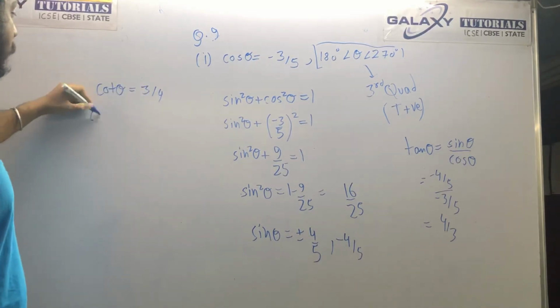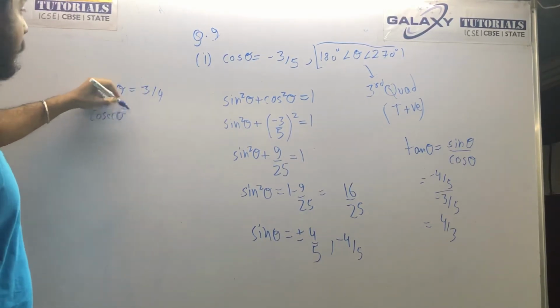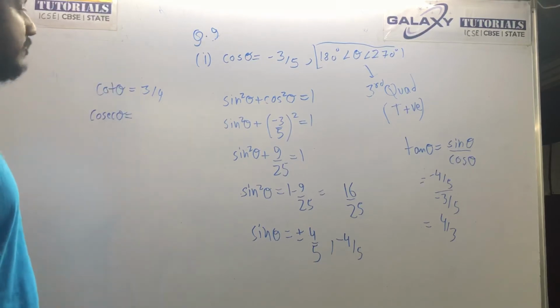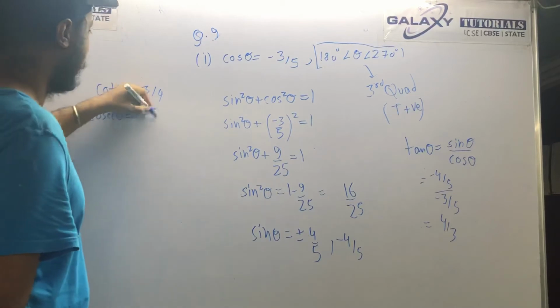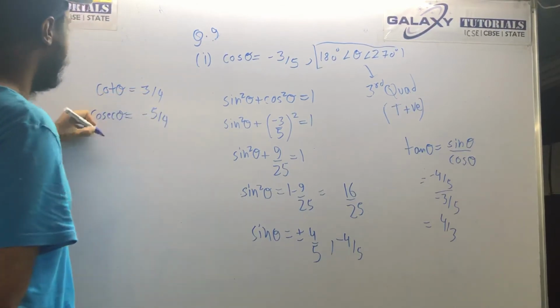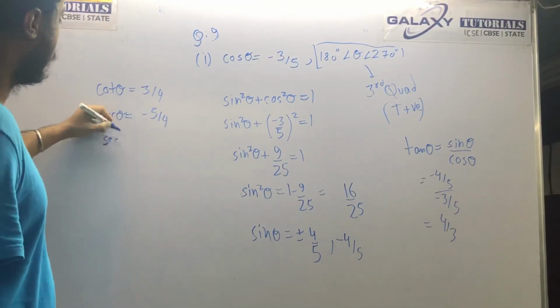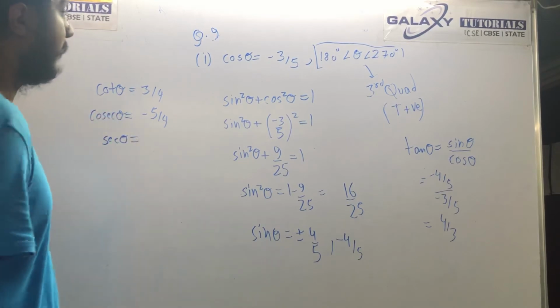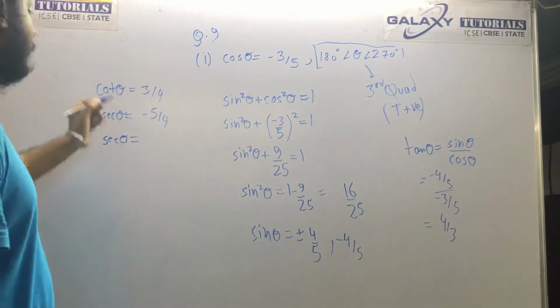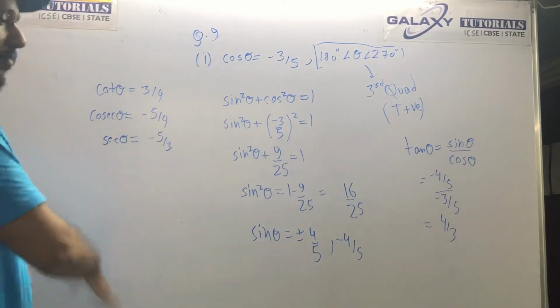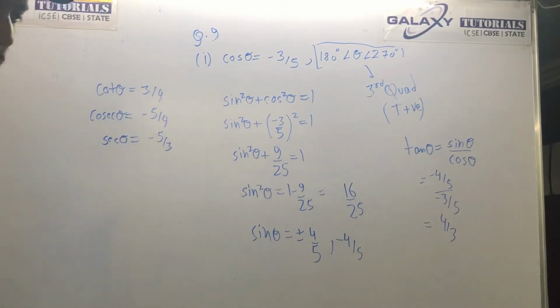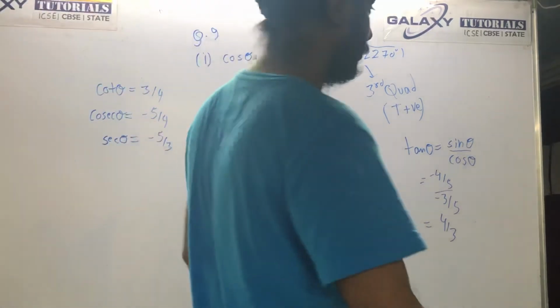Next one is cosecant theta. Cosecant theta will be inverse of the sine function. Sine function is minus 4 by 5, so cosecant will be minus 5 by 4. And last but not the least, secant theta. That will be inverse of cos. Cos is minus 3 by 5. So secant will be minus 5 by 3. So these are all your trigonometric functions. This was the first part of question number 9.